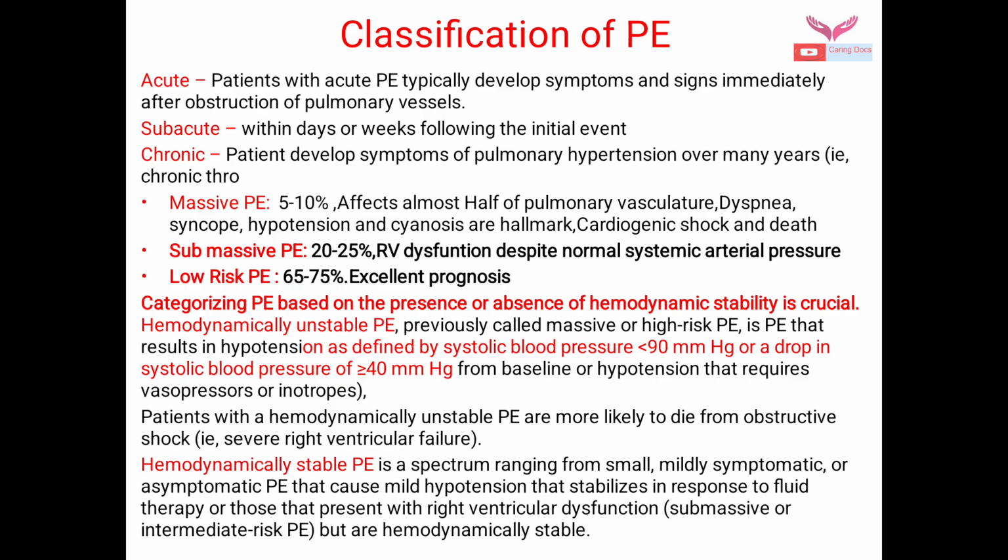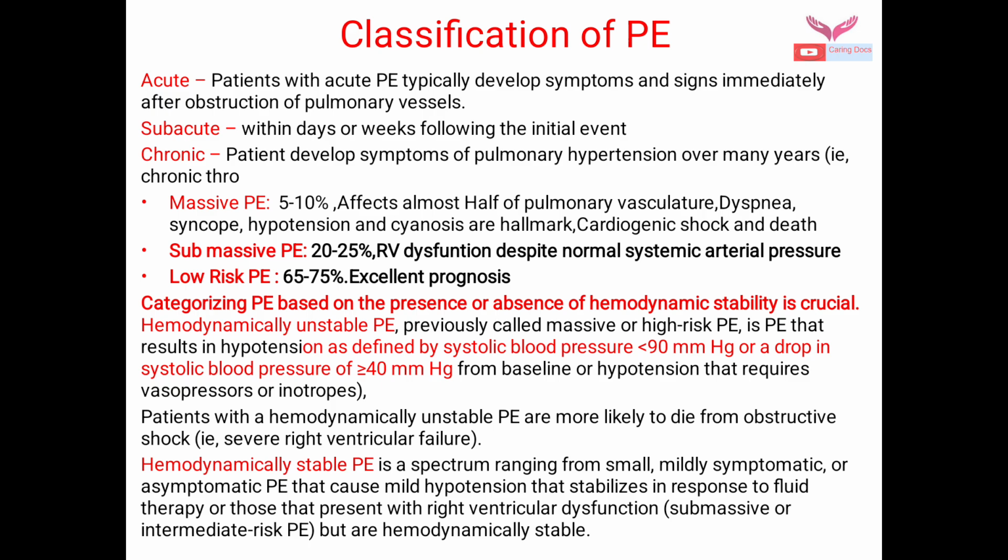Submassive pulmonary embolism accounts for 20 to 25% of the cases. RV dysfunction is also there despite normal systemic arterial pressure. Low risk pulmonary embolism is seen in 65 to 75% of the cases, and it carries an excellent prognosis. Patients can be categorized based on the presence or absence of hemodynamic stability, and this is very crucial in the management of patients with pulmonary embolism.